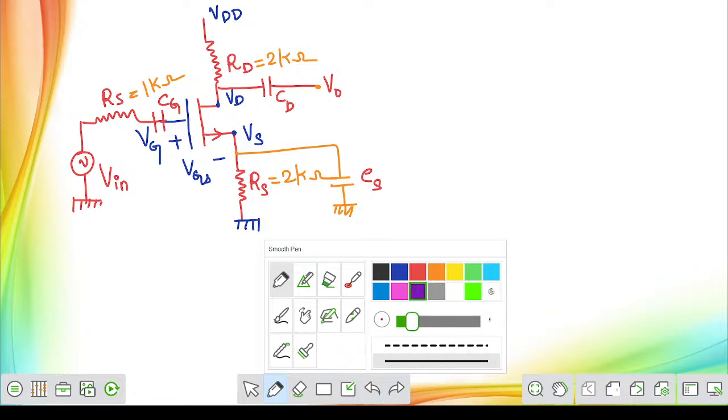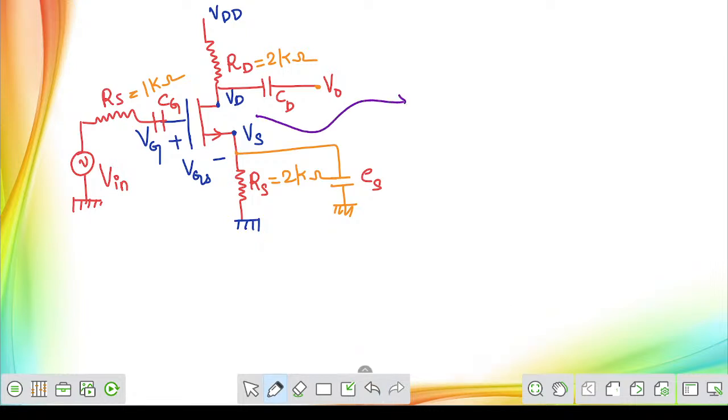For that, only take this symbol. Don't draw any other things. First, only take this symbol. For the gate, we will have to draw a line, then leave a gap, then draw a line. Then again, consider this. This is going to be gm into VGS.